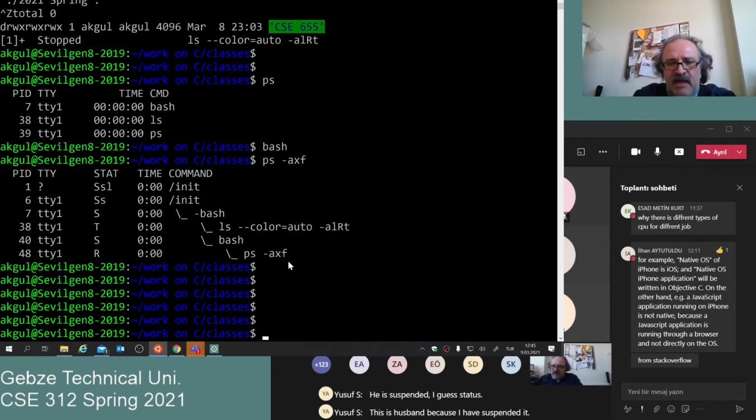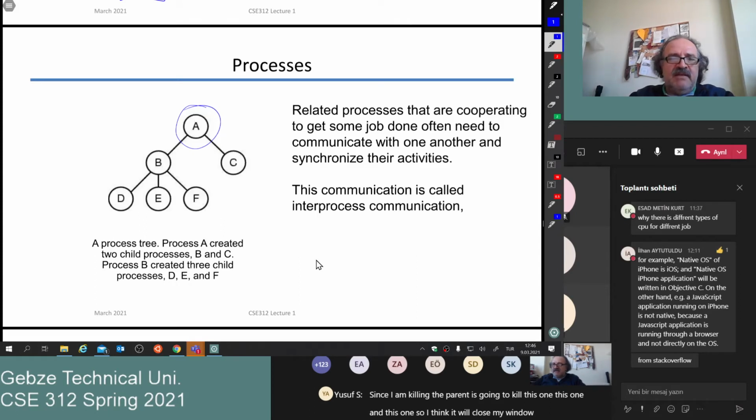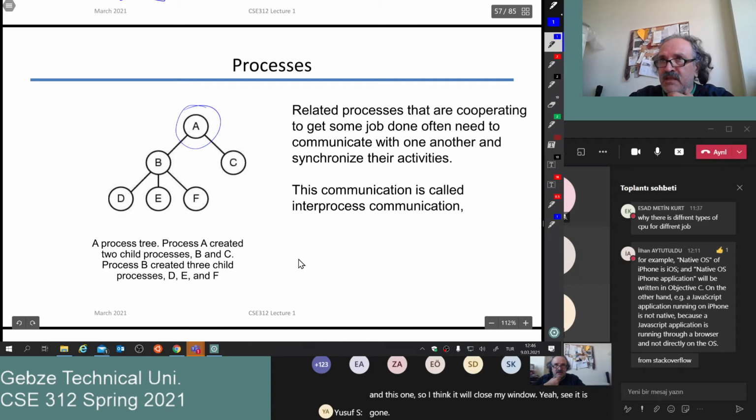Okay. And if I'd like to kill one of the processes, let me try to kill process number 7. Since I am killing the parent, it's going to kill this one and this one. So I think it will close my window. Yeah, see, it is gone. So that's how Linux works.